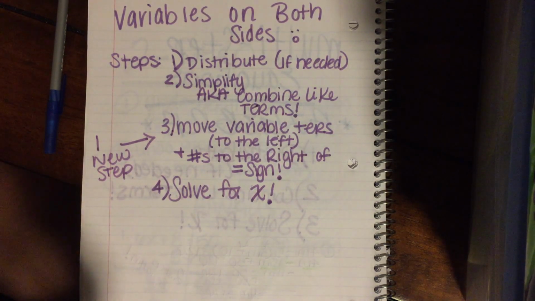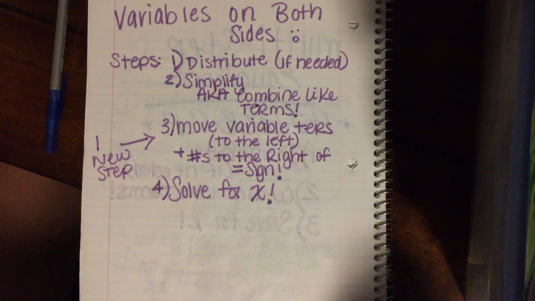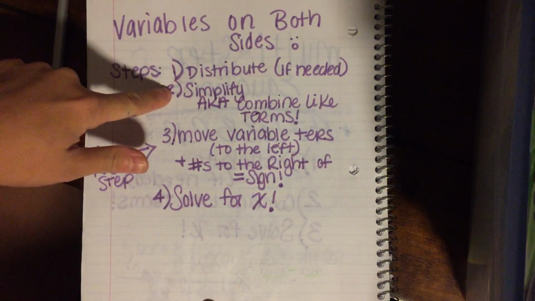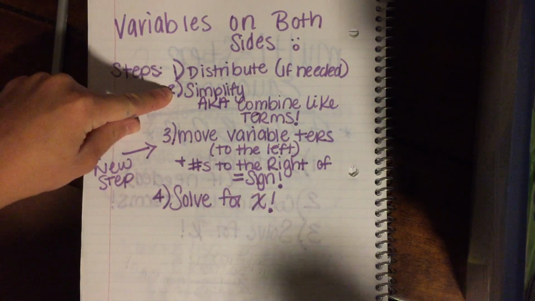Sometimes you will start out with variables on both sides. Don't worry, there's only one new step. First, you'll distribute if needed. If not, you'll go on and you will simplify, which we can also say combine like terms.